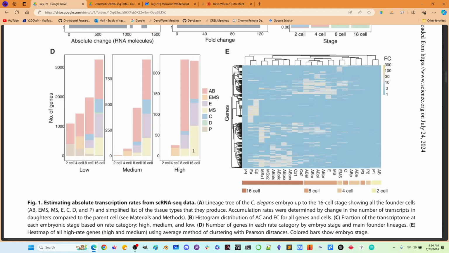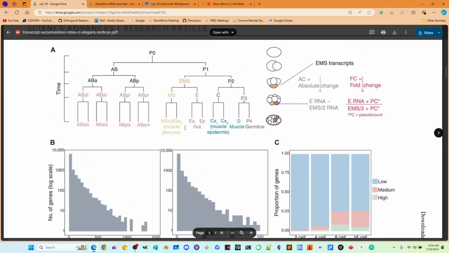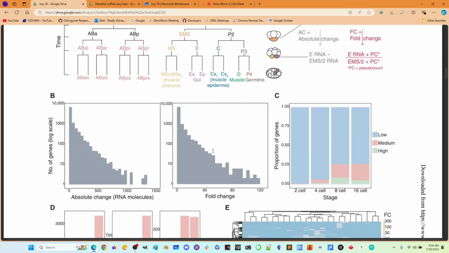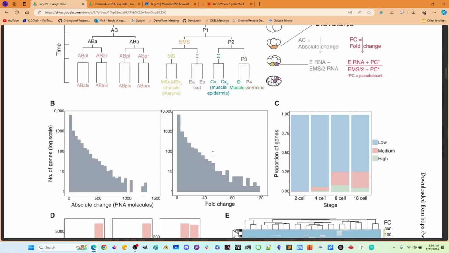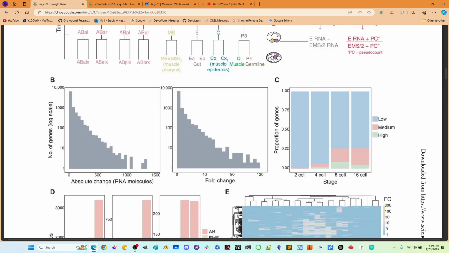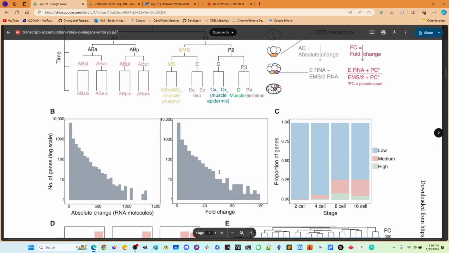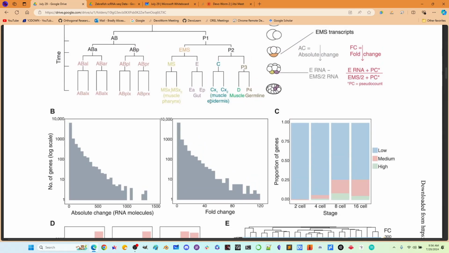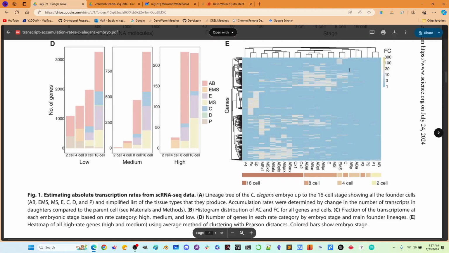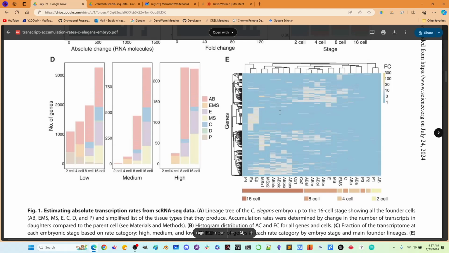So C and MS are, if we go back up here, muscle pharynx and muscle epidermis. So it means that you're prepping these cells for muscle fates, but you're also prepping them for these AB fates, which include neurons and other things. So maybe some of these types of fates are where it's important to prime them with a lot of mRNAs and so forth. This is just a heat map of the genes versus the lineage tree, showing some of these changes.